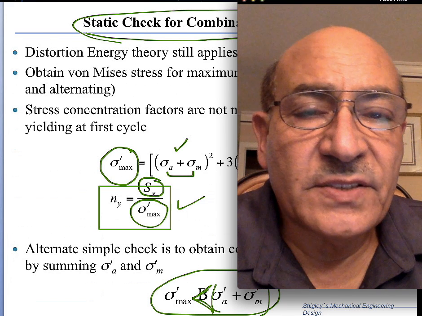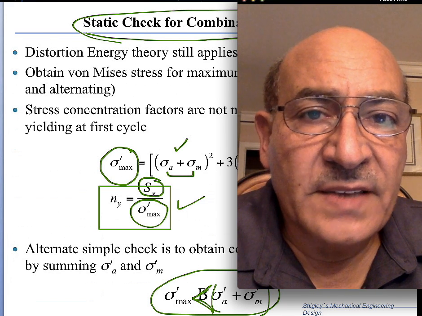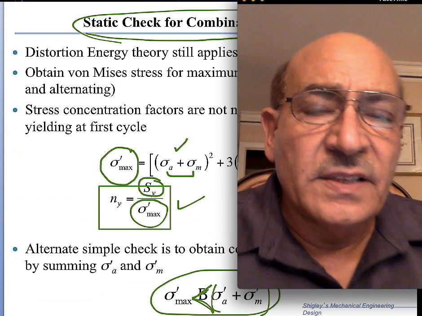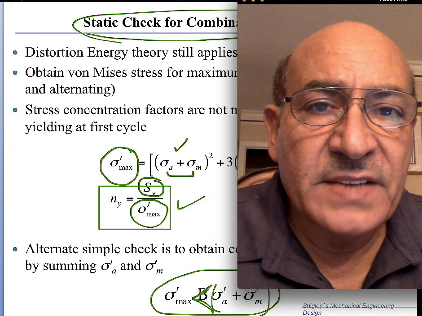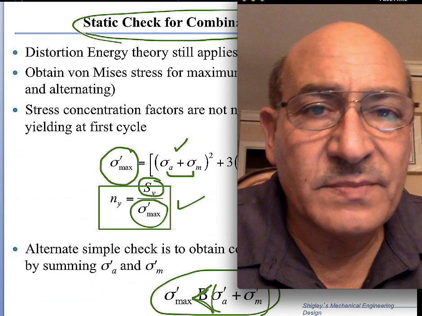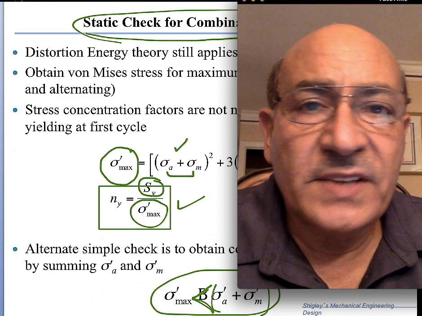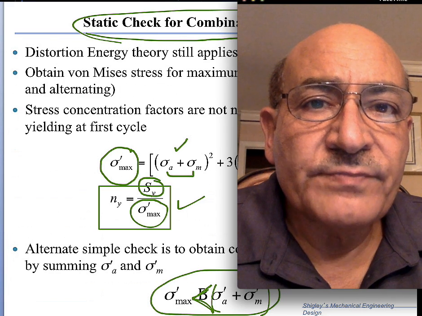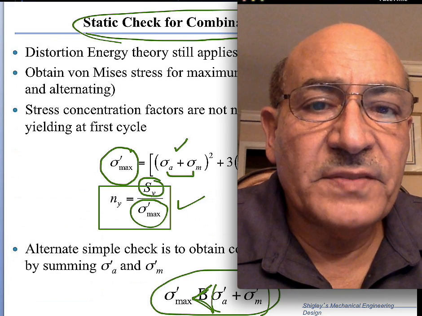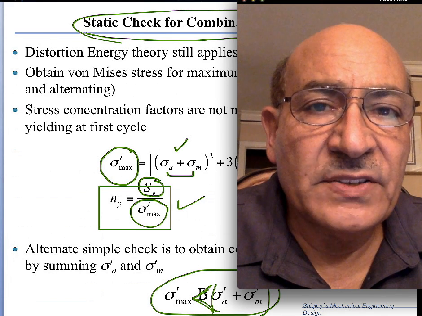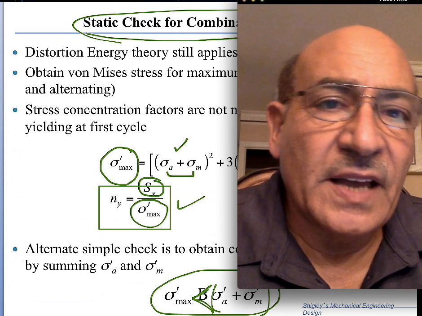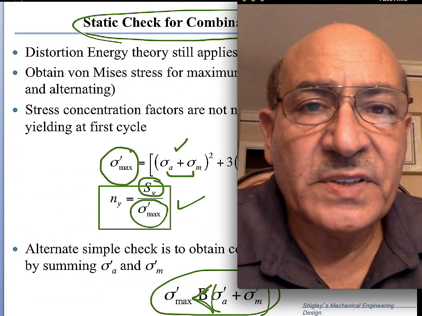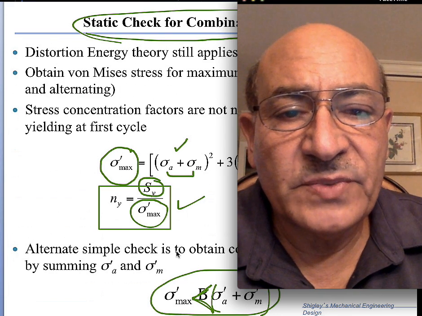In addition to that, we always have to guard against yield from the first cycle, and we do that by either finding the maximum stress directly without considering the von Mises, but this is less rigorous, or we can find the maximum von Mises stress, which is the sum of the mean values and the alternating values for both the bending and the shear components, and we add them up with the appropriate formula that we've learned here.